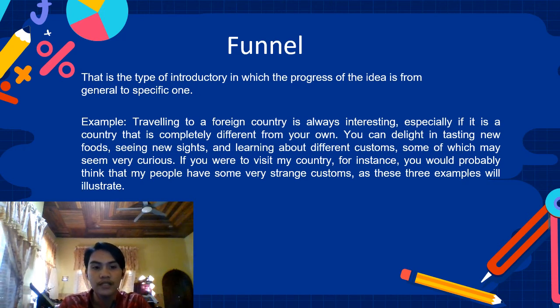Okay, as we can see in the paragraph, the author firstly talks about the general, which is country. Then, in the last sentence, he talks about the specific one, which is his country.